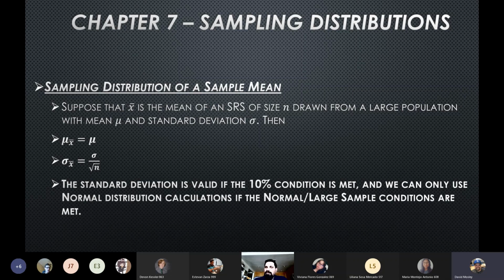The normal large sample condition is that either the parent population is normal, in which case the sampling distribution will have a normal distribution, or the sample size is sufficiently large, meaning it is at least 30. Otherwise, we need to check the distribution for normality, meaning we have to get our data points and look at the graph. Is it strongly skewed? Are there any outliers? If the answer to either of those questions is yes, then we cannot move forward. We cannot use normal distribution calculations.